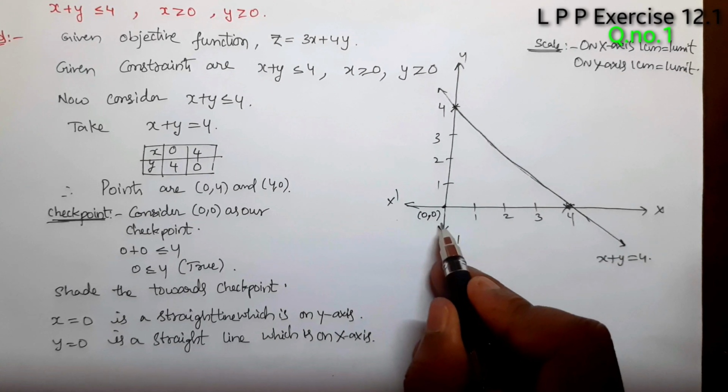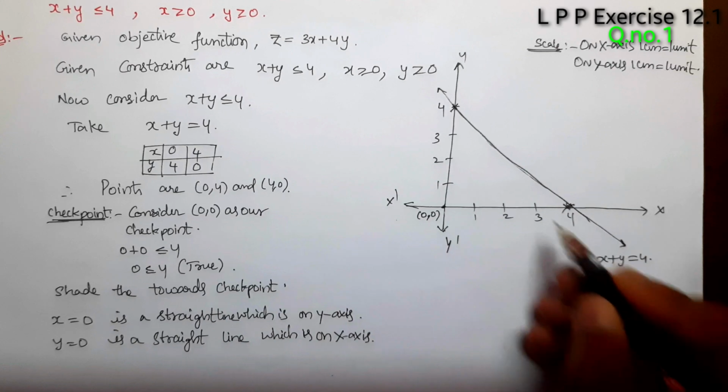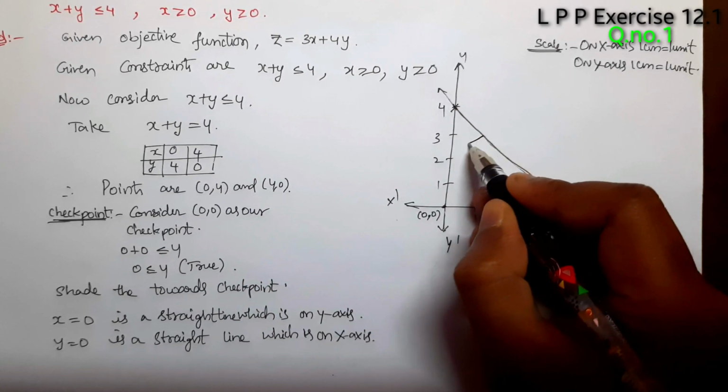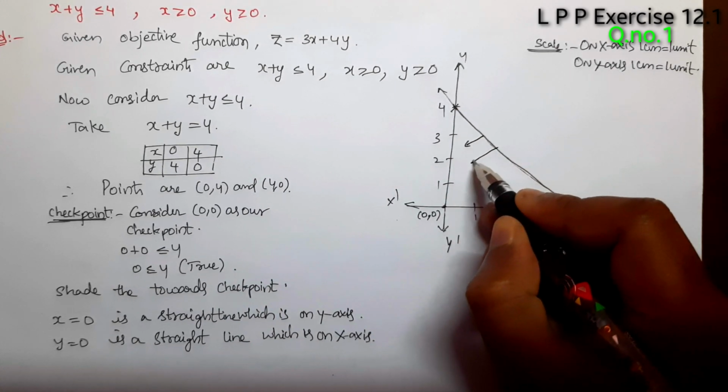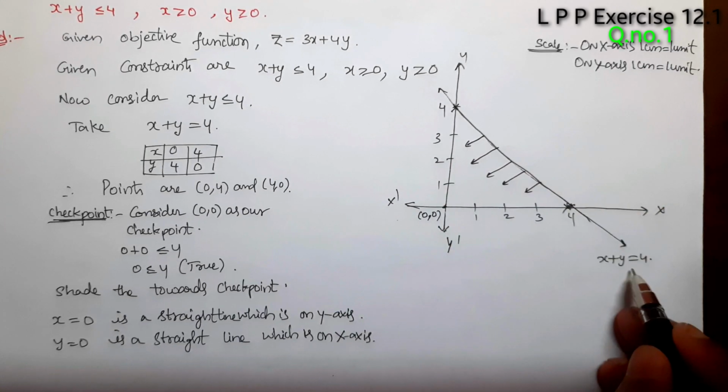So 0, 0 we have taken. So the checkpoint also we got true. True means towards the checkpoint. So for this line we have to draw towards the checkpoint like this. Okay. So this is about the region for this line.